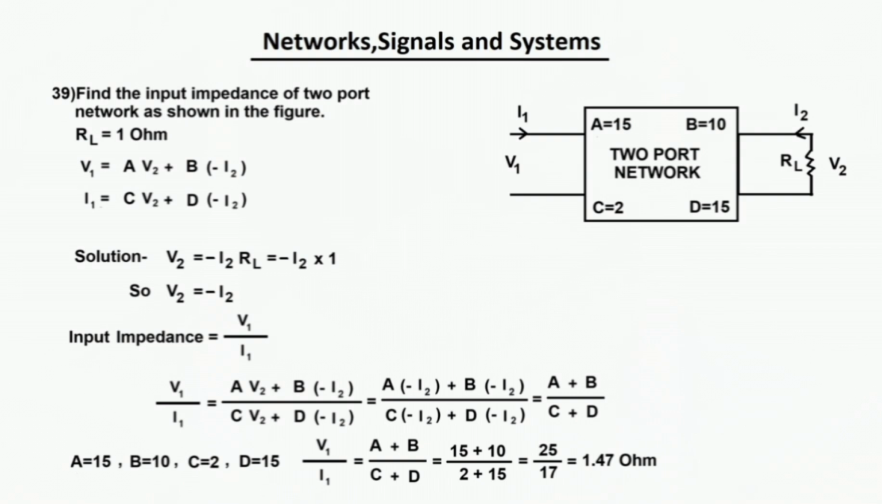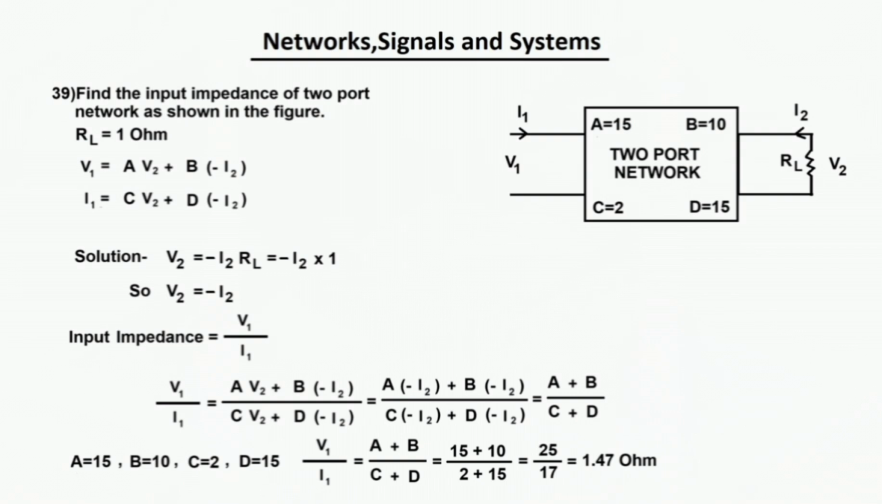Now we put the value of A equal to 15, B equal to 10, C equal to 2, D equal to 15. All these parameters for the two-port network. So V1 upon I1 equal to (A plus B) divided by (C plus D) equal to (15 plus 10) divided by (2 plus 15). This equal to 25 divided by 17. This equal to 1.47 ohm.